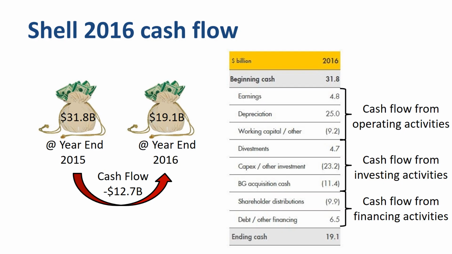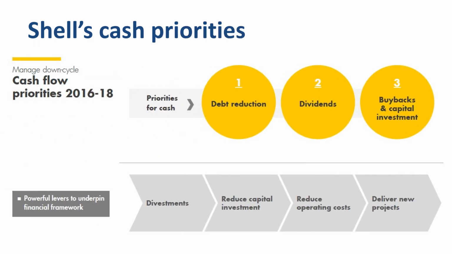Understanding cash flow is a key element of getting the picture of a company. As an investor, analyst, employee or supplier, it is advisable to understand both the actual numbers of past years as well as the intent going forward. At Shell, corporate strategy and the cash flow statement are highly interlinked. Shell's cash priorities are debt reduction, dividends, share buybacks and capital investment. The drivers to deliver on those priorities are divestments, reducing capital investment, reducing operating costs and delivering new projects.